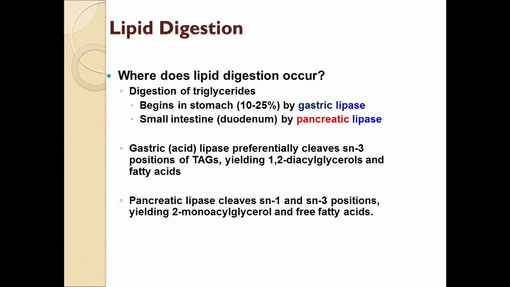Yes? What does it mean, TAG? Oh, triglyceride. TAG, triglyceride. Just an initial issue. All right. Any question?